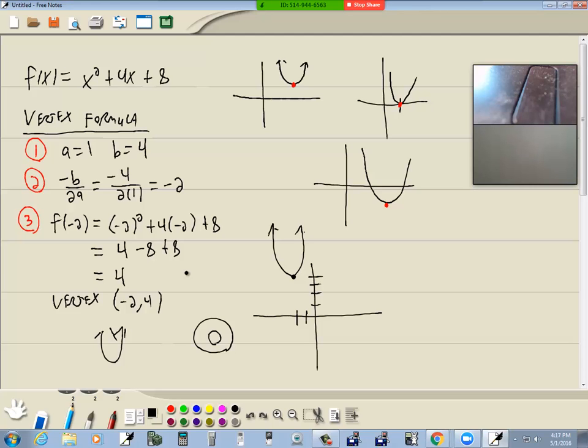You could find it this way. If you set that equal to 0 and use the quadratic formula, if you end up with an imaginary number, that means it doesn't intersect at all. So that'd be a second way to do it.